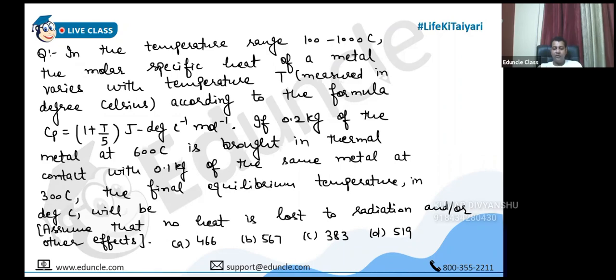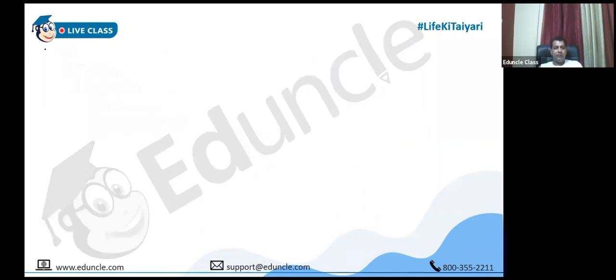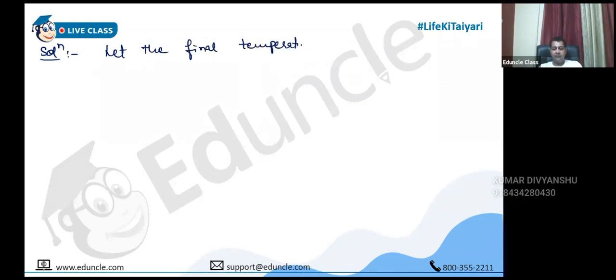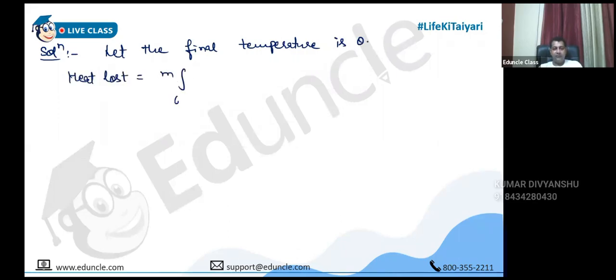So again, similar kind of equations will be there. Heat lost, heat gained, we need to calculate, and then again their sum is taken to be equal to 0. Of course, it is going to be a little bit lengthy. So let the final temperature of the mixture be theta. So heat lost is M, 600 plus 273, theta plus 273.